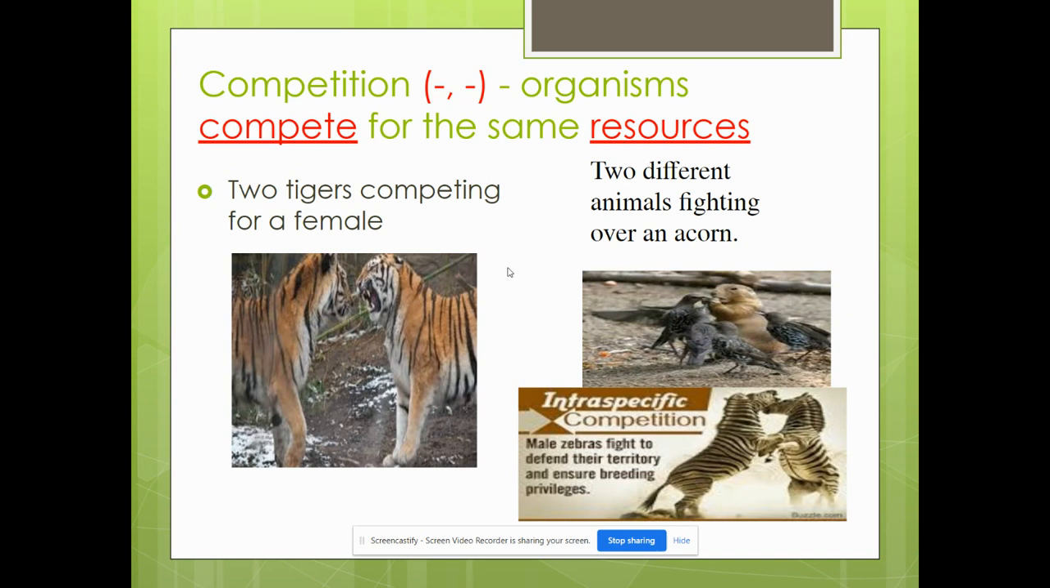So let's talk about something else. Competition. Competition is where neither one is benefiting. It's where organisms compete for the same resources. It could be food, or they could be trying to find a mate.